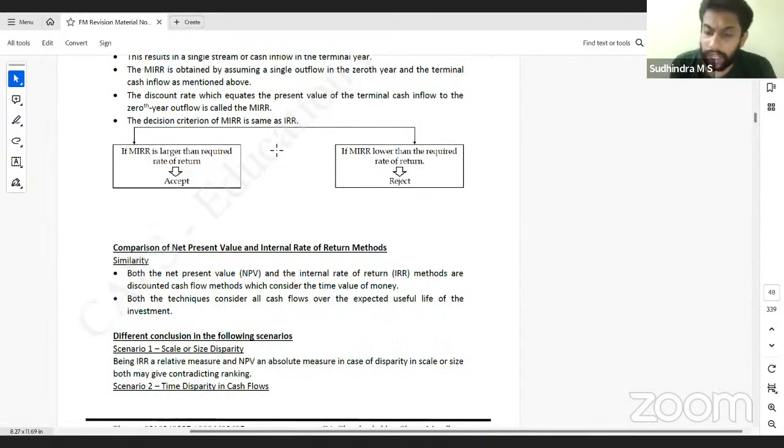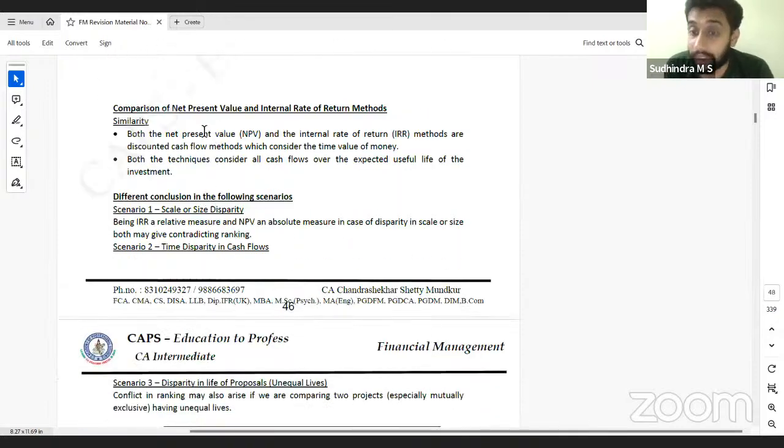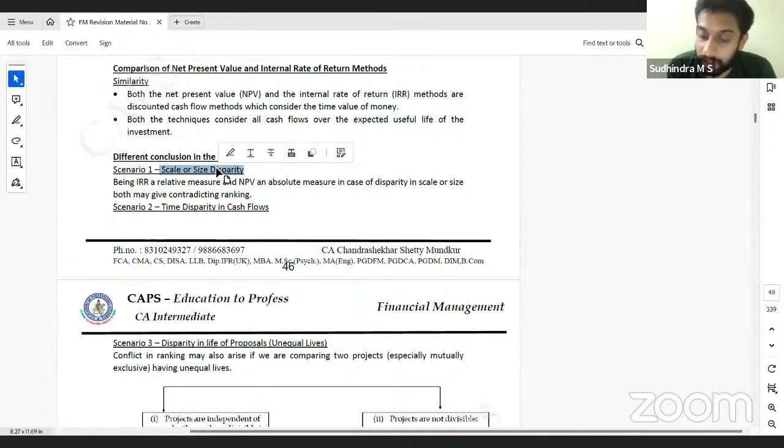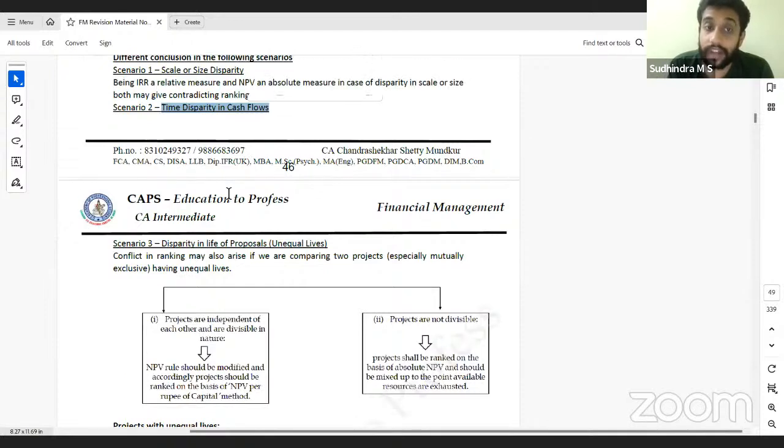When we compare NPV and IRR, in most cases they will be the same and go hand in hand. But in some cases, there might be a difference in the conclusions that we get. Why? One is scale or size disparity. IRR is a relative measure; we go with percentage. NPV is an absolute measure; we go with value. So we might get different conclusions because of scale or size disparity. Then there is time disparity in cash flows, and unequal life, disparity in the life of the proposals. Because of that also we might get different conclusions.